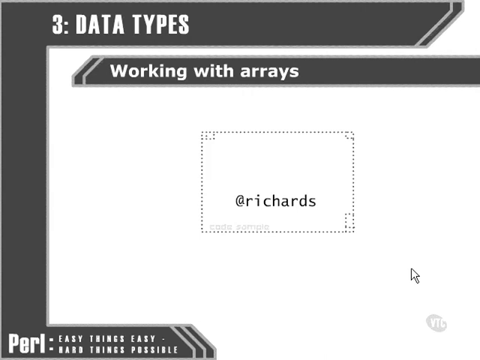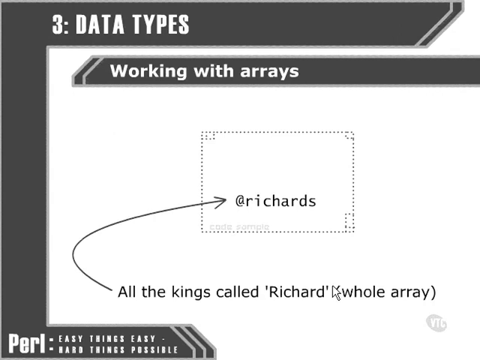Now this array here in Perl represents all the kings called Richard. You'll notice that we use an @ sign at the beginning of an array, where we use a $ sign for a scalar variable. However, this @ sign is what we use when we're referring to the whole array, that is, all of the kings called Richard. When we want to refer to one king within the array, then we're referring to one of the array elements, and that's most likely a scalar.